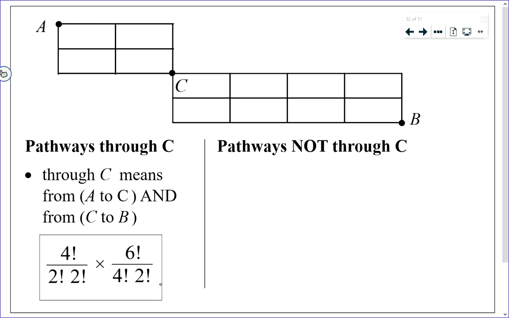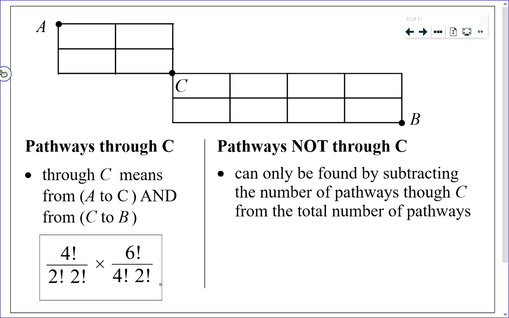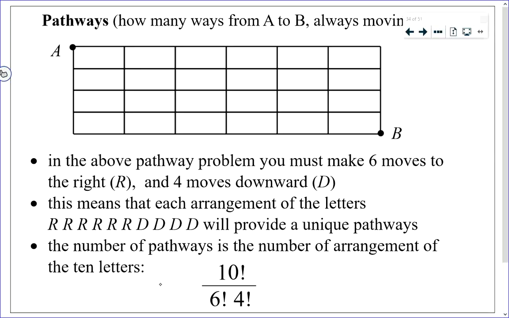because the only way you can find how many ways there are to travel from A to B not through C is to take the number of ways in total and subtract from that the number of ways that pass through C. So a reminder, this is the total number of ways, and this is 210.